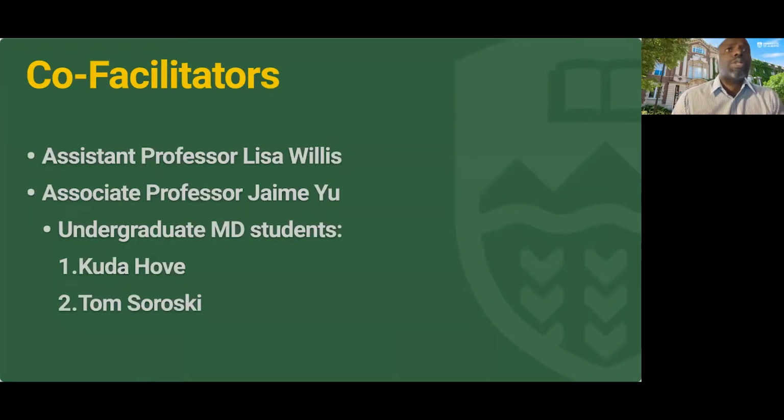I will collaborate with 4 co-facilitators during this session: Assistant Professor Lisa Willis, Associate Professor Jaime Yu, undergraduate MD students Kuda Hove and Tom Sorosky.